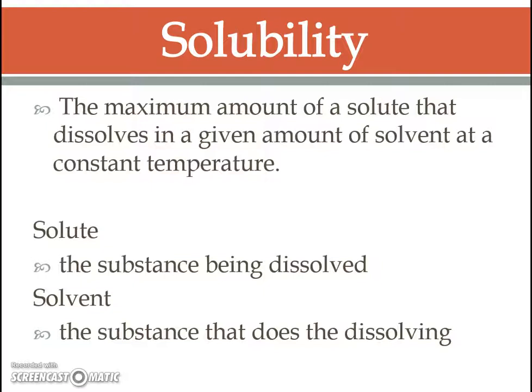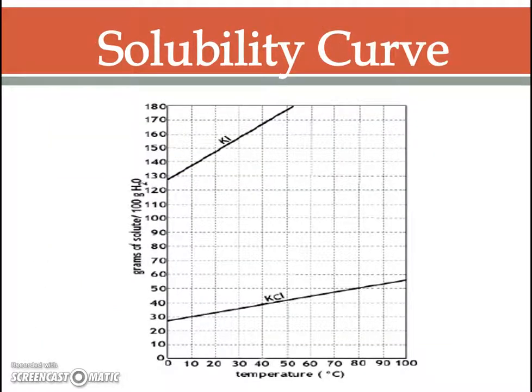Now, there are three ways that we can describe this combination of solute and solvent. And it goes into what we call a solubility curve. So let's say that we have KCl and KI. KI is potassium iodide, and KCl is potassium chloride. So for example, here, you can clearly see this is your solubility curve. This is your graph that shows solubility, and this is per 100 grams of H2O.